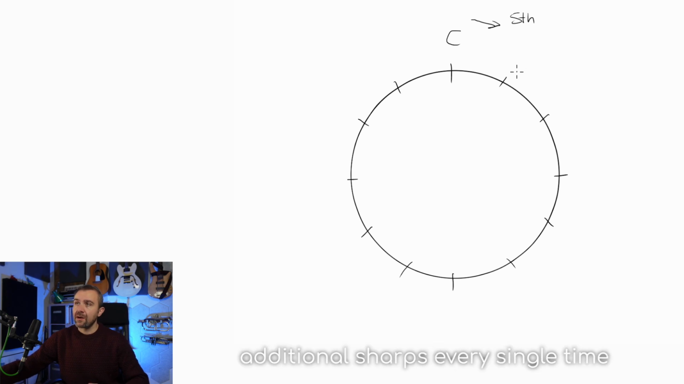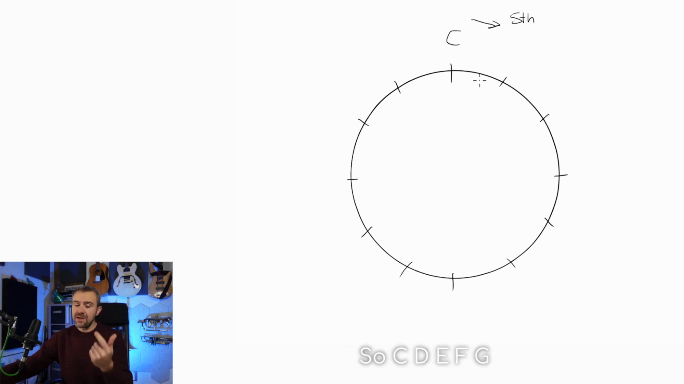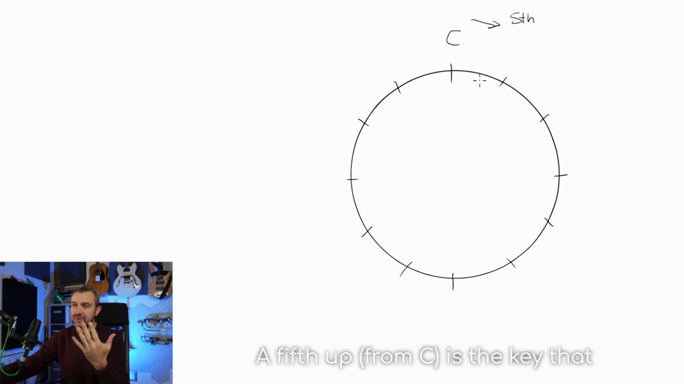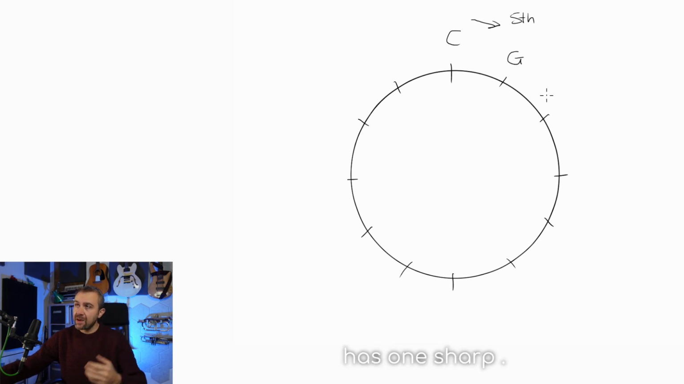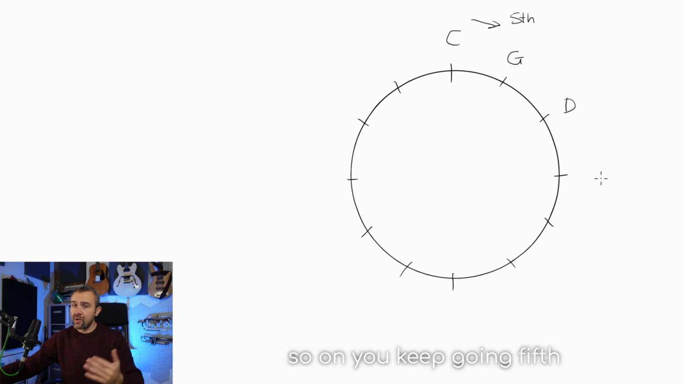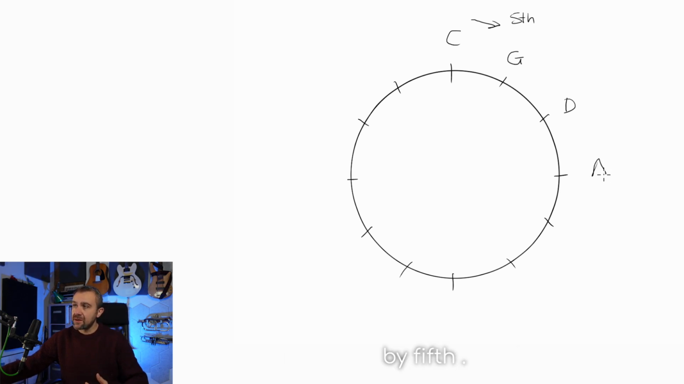Now, when we go up a fifth, we're going to have additional sharps every single time. So C, D, E, F, G, a fifth up, is the key that has 1 sharp. If you keep going up, G, A, B, C, D, and so on. You keep going fifth by fifth. So we have A, we have E, we have B, we have F sharp, we have C sharp.